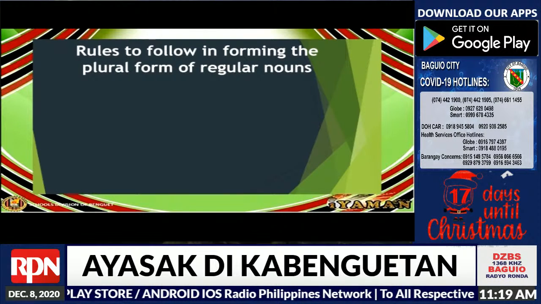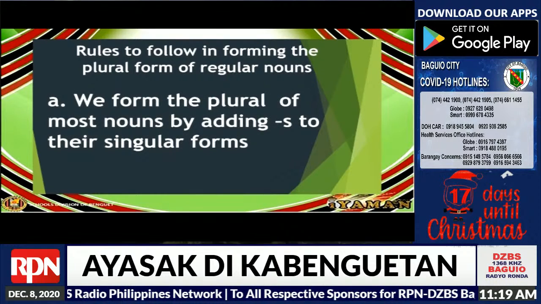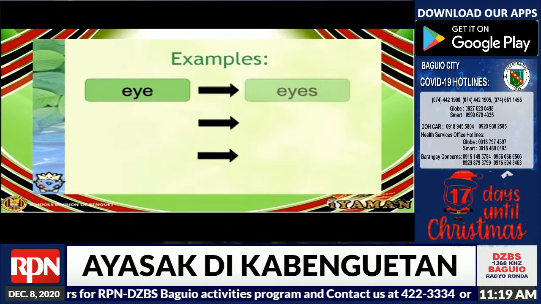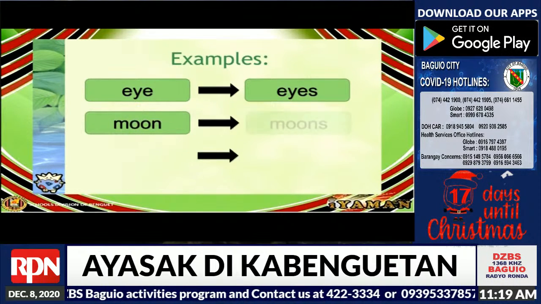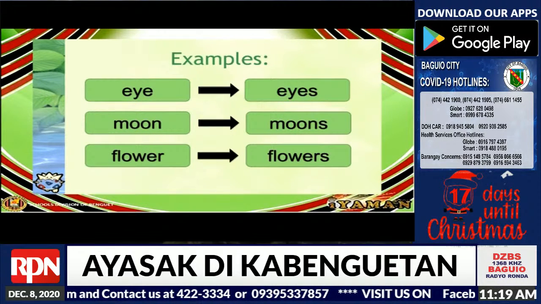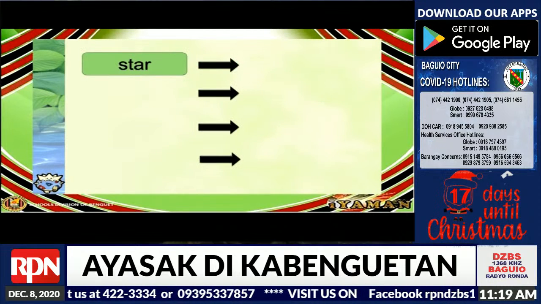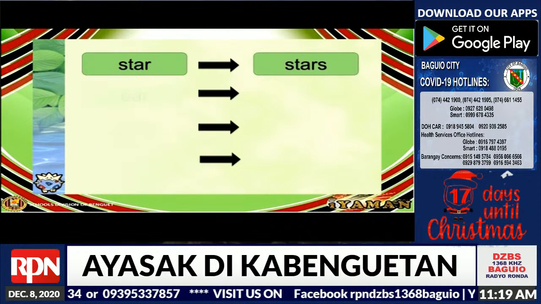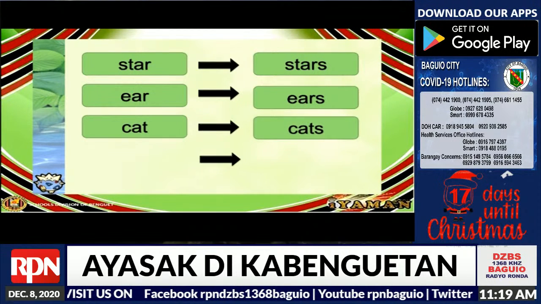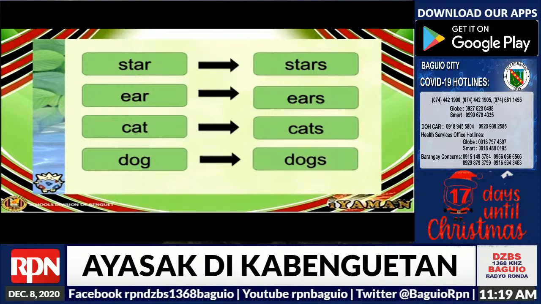These are the rules to follow in forming the plural form of regular nouns. We form the plural of most nouns by adding s to their singular form. Examples. Eye, we add s, eyes. Moon, moons. Flower, flowers. Other examples. Star, we add s, stars. Ear, ears. Cat, cats. Dog, dogs.